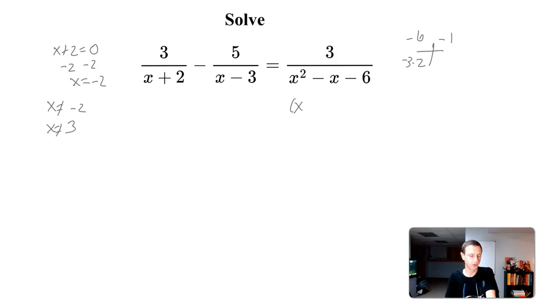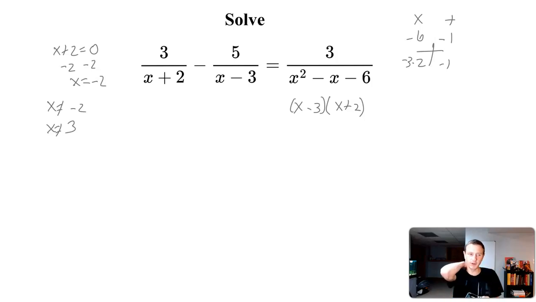-3 times +2 is -6. -3 plus 2 is -1. So there it is. We want to multiply to -6 and add to -1. We have it. So the way we're going to write this is x minus 3 and x plus 2.